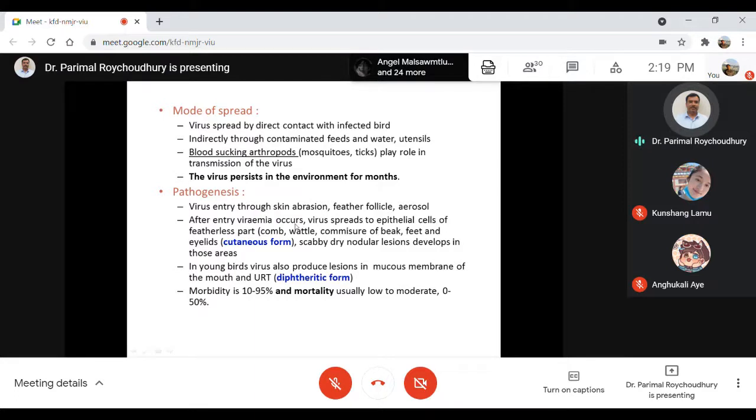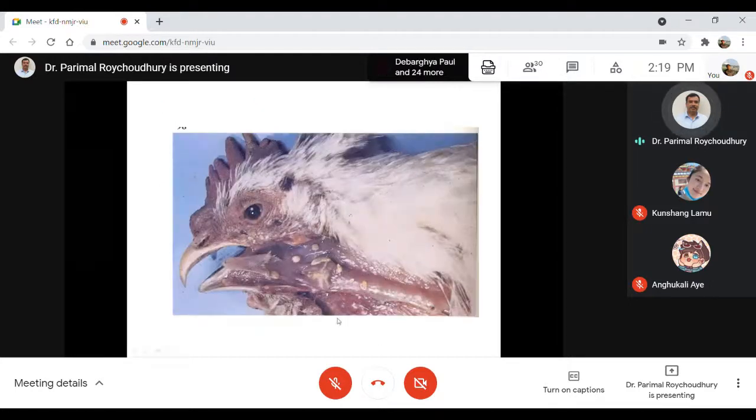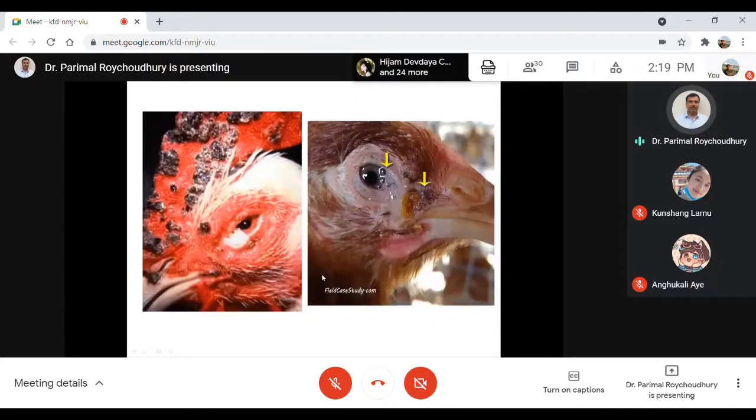So the viruses, once they enter through these sources like the respiratory tract or through skin injury, or they may also enter through the oral route, and they subsequently go for generalized infections, and the skin lesions start developing. Okay, this is one postmortem bird where you can see the pock lesions producing in the mucous epithelium. After opening up this whole oropharyngeal area, we can see this kind of lesions there.